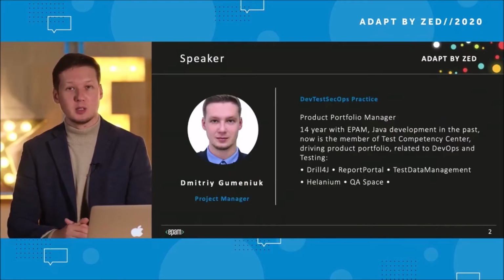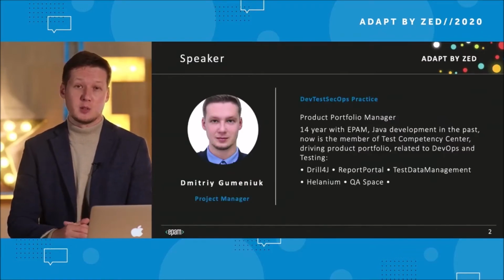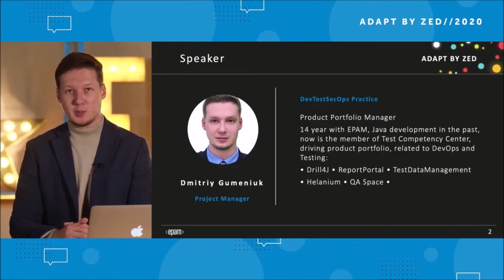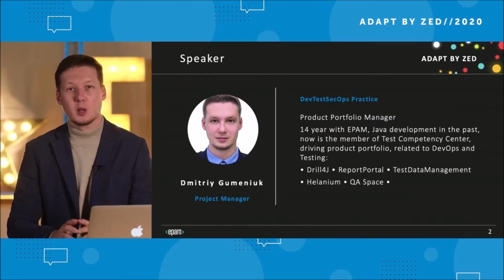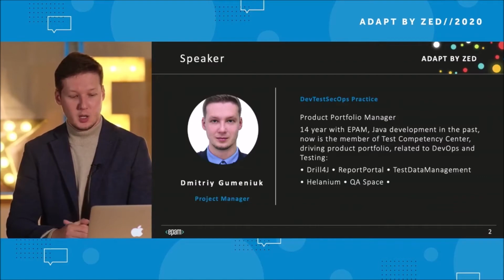So who is this guy? My name is Dmitry Gumenyuk and I'm a project manager driving the product portfolio within the DevTestSecOps practice, with a Java development background in the past. Currently I have 5 products in my portfolio which help you speed up test automation and bring it to a new level, basically helping to resolve your main DevOps challenges.